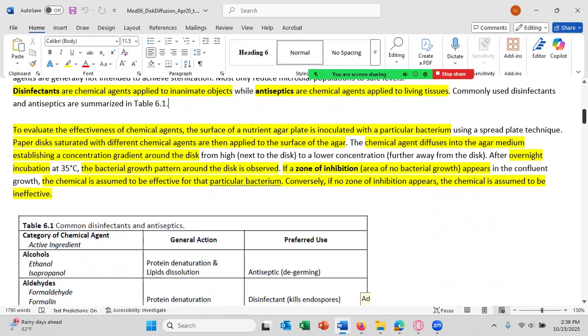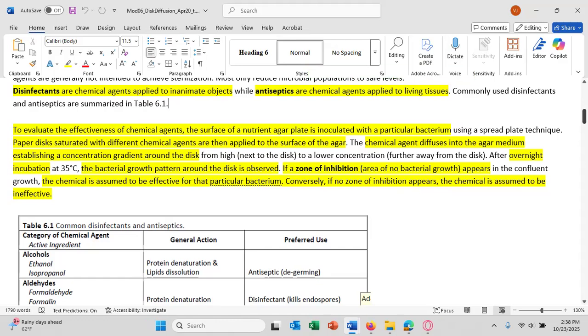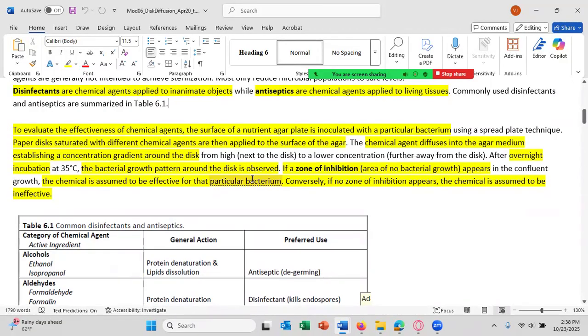To evaluate the effectiveness of chemical agents, the surface of a nutrient agar plate is inoculated with a particular species of bacterium. Paper discs saturated with different chemical agents are then applied to the surface of the agar. The chemical agent diffuses into the agar, establishing a concentration gradient around the disc. You then overnight incubate the plate and observe the bacterial growth pattern around the disc.